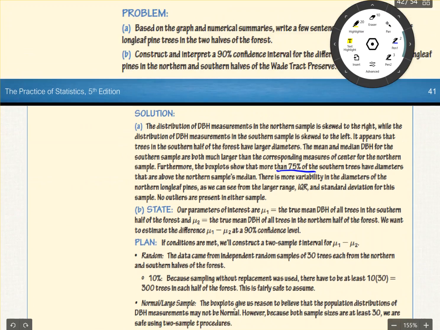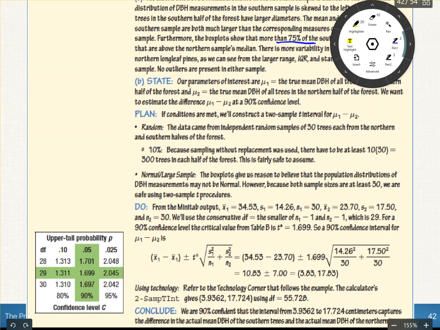All right. So we're going to state, plan, do, conclude, that 4-step process.